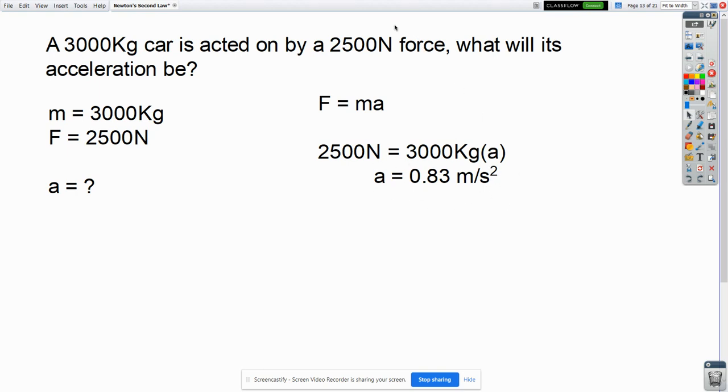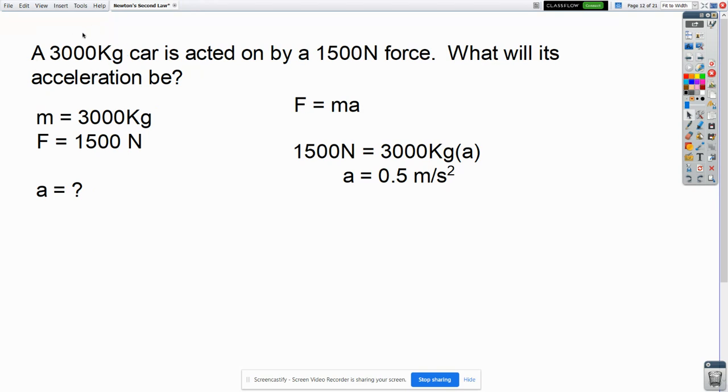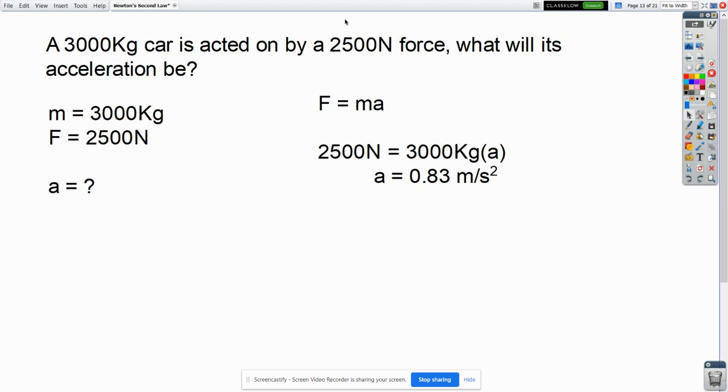And again, we did this so we can look at the effects of increasing force. When you have a 3,000 kilogram car and a 1,500 newton force, the acceleration is 0.5 meters per second squared. When I took that force up from 1,500 newtons to 2,500 newtons, that increase in force causes an increase in acceleration.